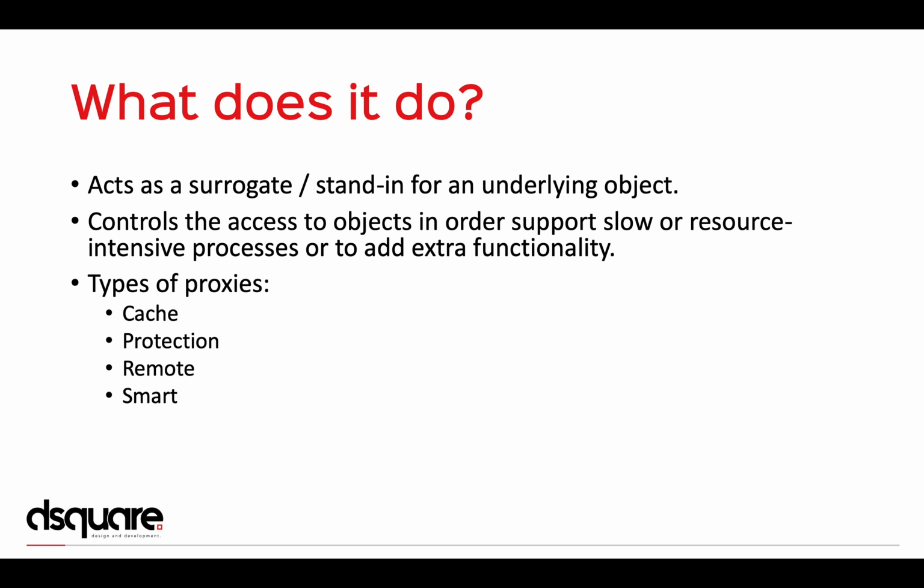We also have smart proxies. Smart proxies add functionality. So if there's extra functionality that you want to add to, say for instance, a call to a specific object, what the proxy can do is sit invisibly in between the call and the object that is being called and add extra functionality without the client actually knowing that the original object isn't the thing providing all the functionality.